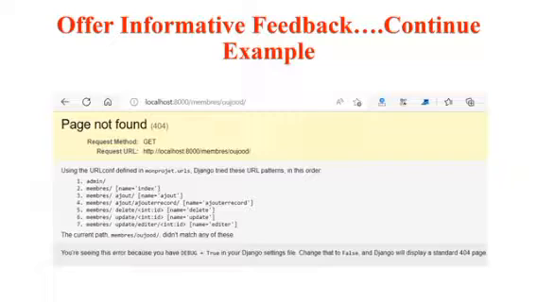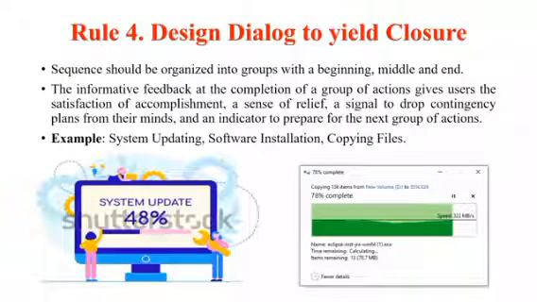Next, the fourth rule is design dialog to yield closure. Sequences should be organized into groups with a beginning, middle, and end. The informative feedback at the completion of a group of actions gives users the satisfaction of accomplishment, a sense of relief, a signal to drop contingency plans from their minds, and an indicator to prepare for the next group of actions.